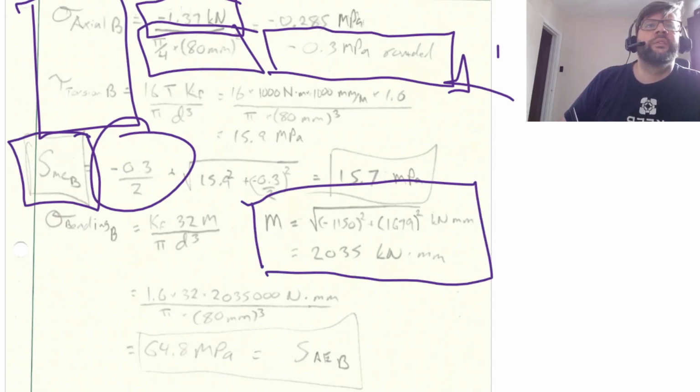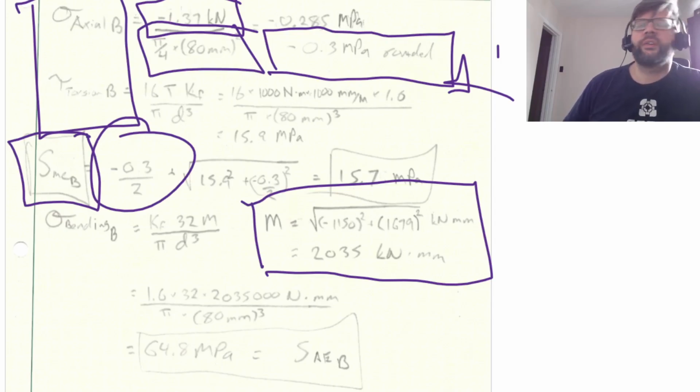So finding out what the stress is: 1.6 for our Kf, times 32, times 2035, times 1,000. I threw the extra digits in there for the 1,000 just to convert it from kilonewton millimeters to newton millimeters, and then divided by pi times 30 millimeters to the third. So the units all cancel out to be newtons per millimeter squared, so we're at megapascals.